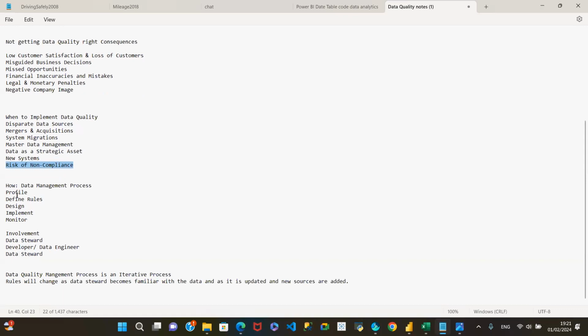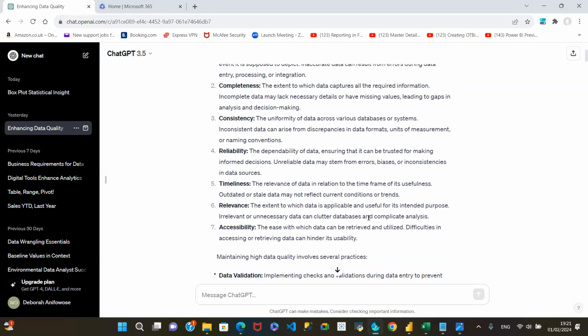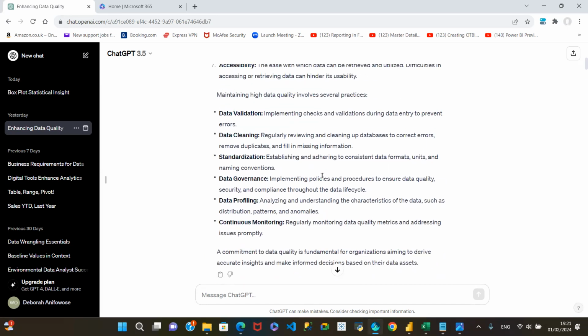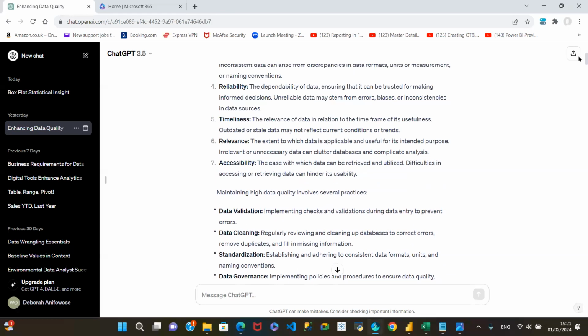Now, how do we put a data management process into place within a business? I think I would use the explanation on the chart for this part. I believe that it's more explanatory there than what I have on that notepad.